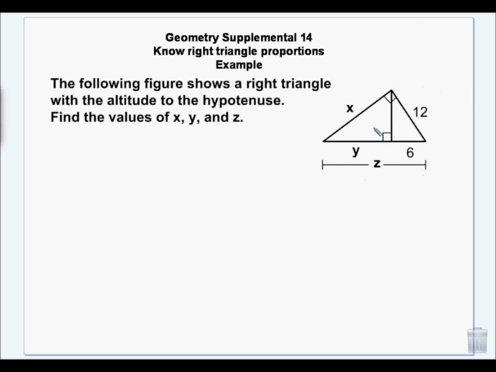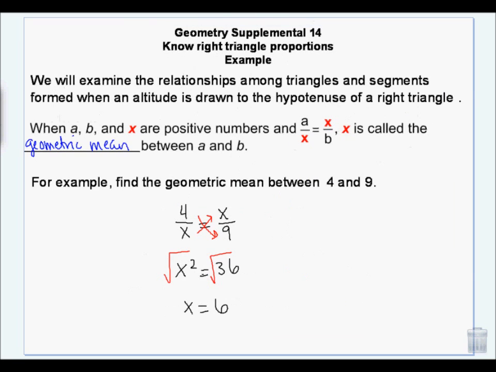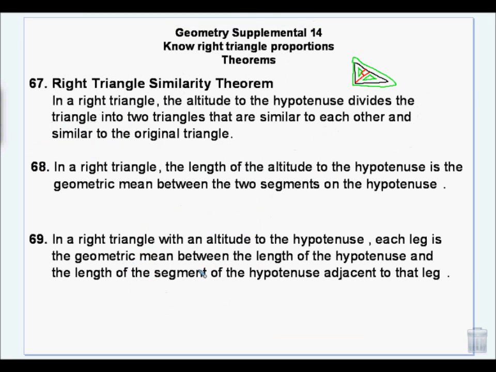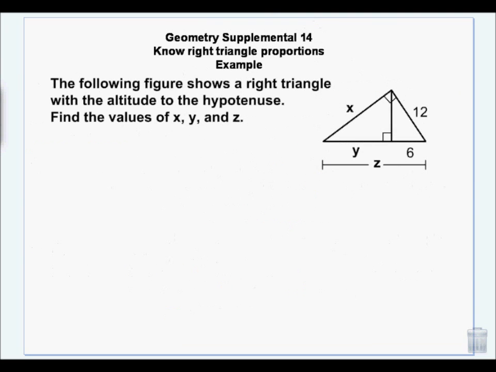Each leg is the geometric mean between the length of the hypotenuse and the length of the segment of the hypotenuse adjacent to that leg. So if we come here, 12 is the leg. Here's the segment of the hypotenuse adjacent to the leg. So 12 is the geometric mean between 6 and z.